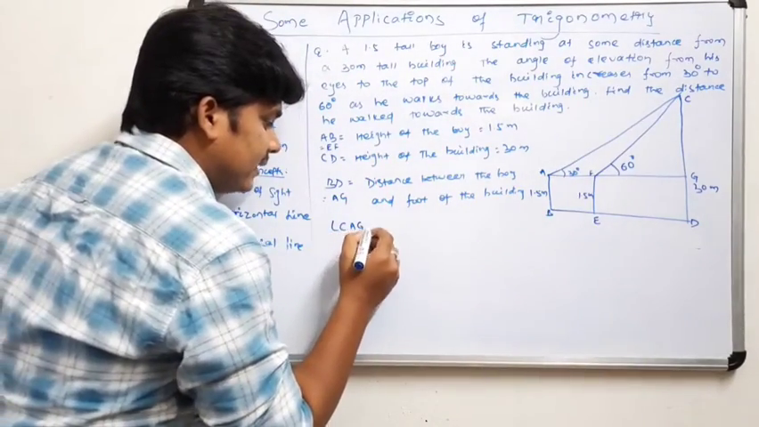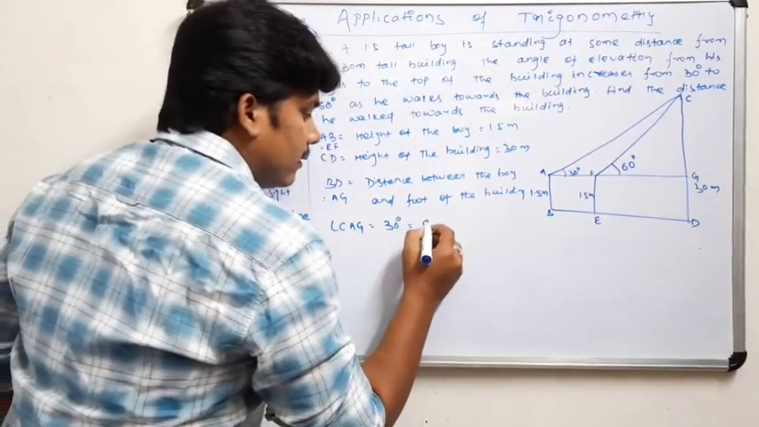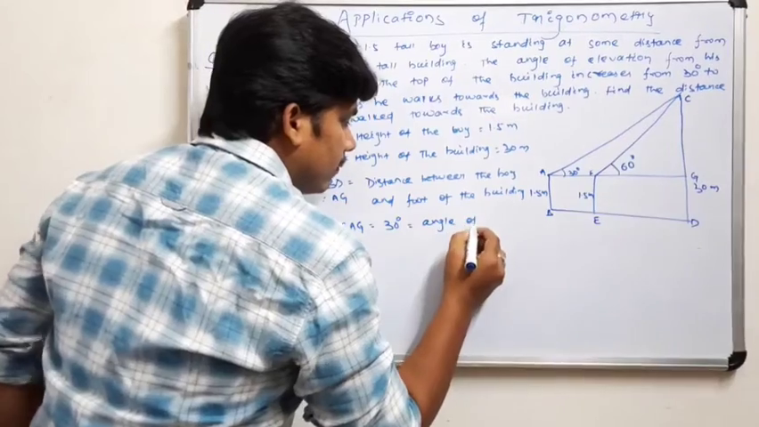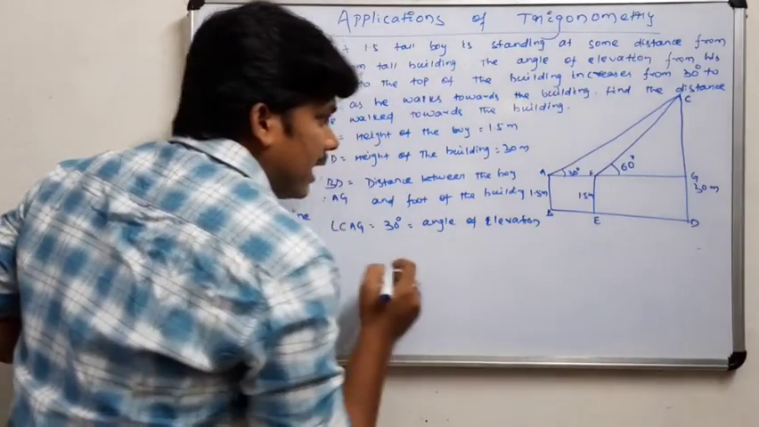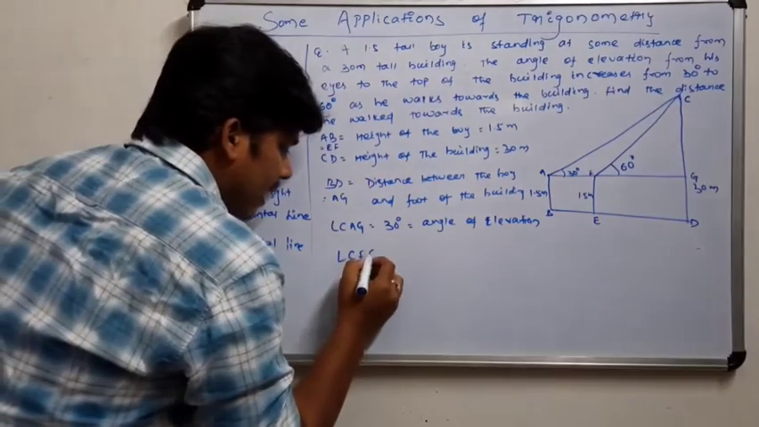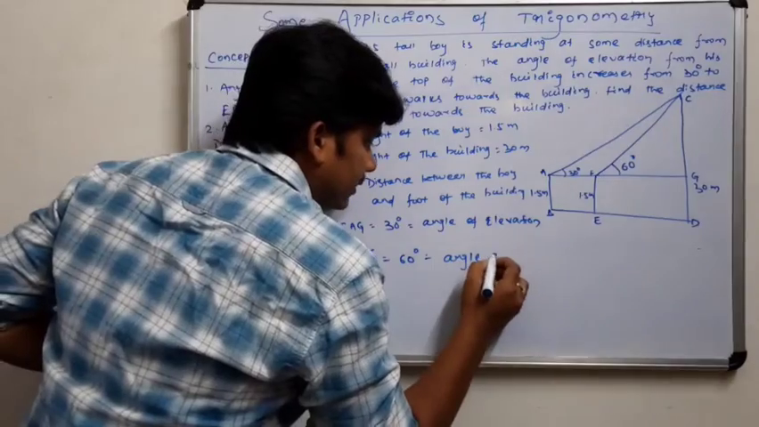And here the angle of elevation, angle CAG, I will write angle CAG equal to 30 degrees. This is an angle of elevation. Similarly, I can write angle CFG as 60 degrees, which is another angle of elevation.